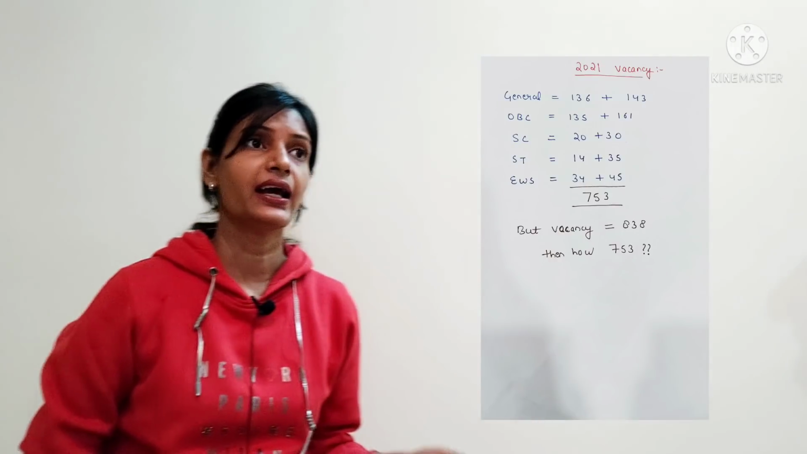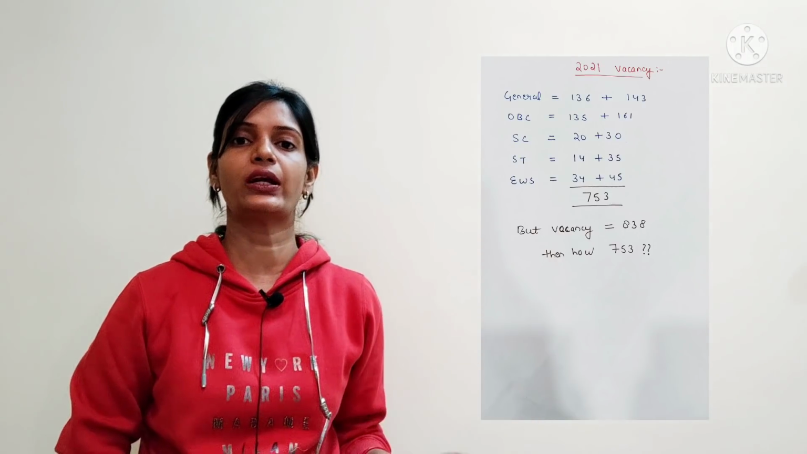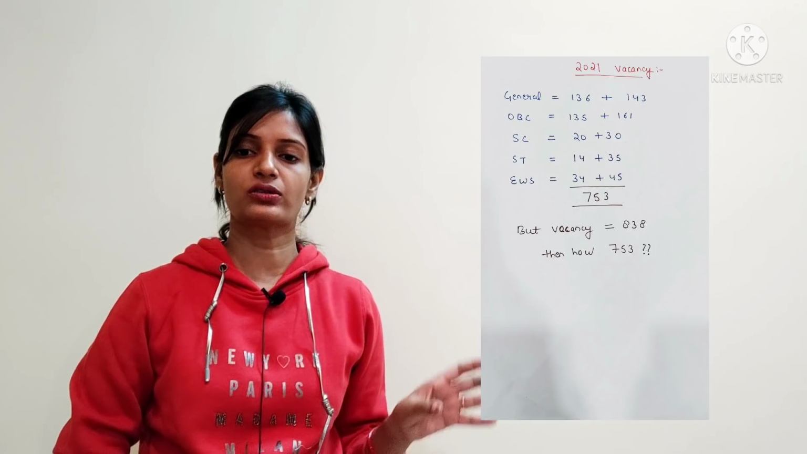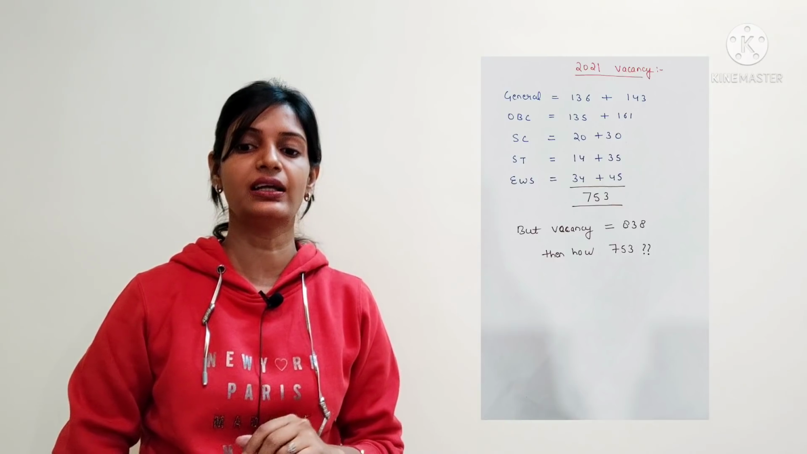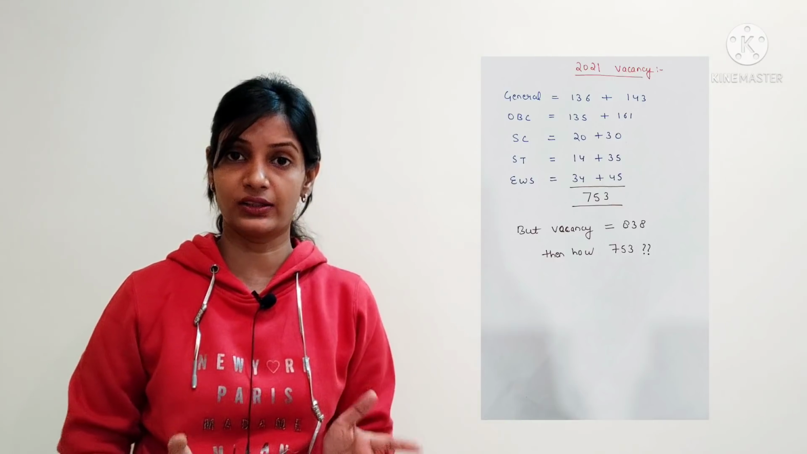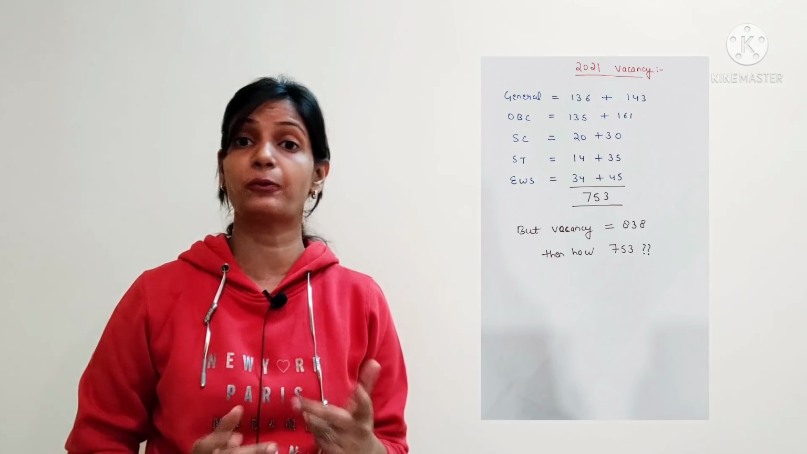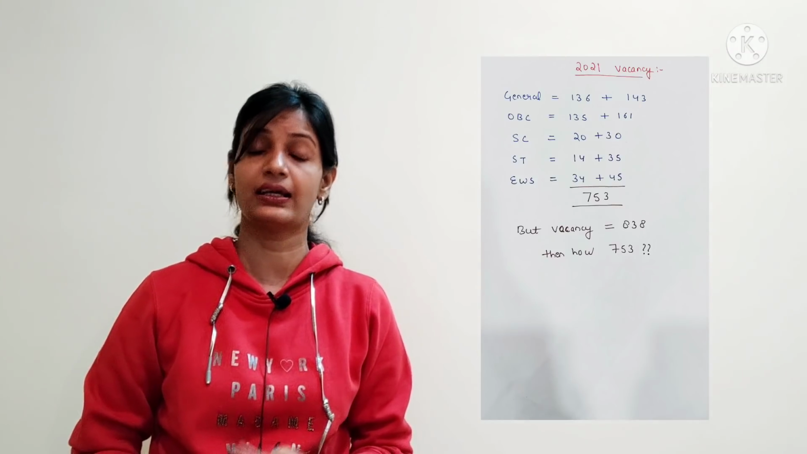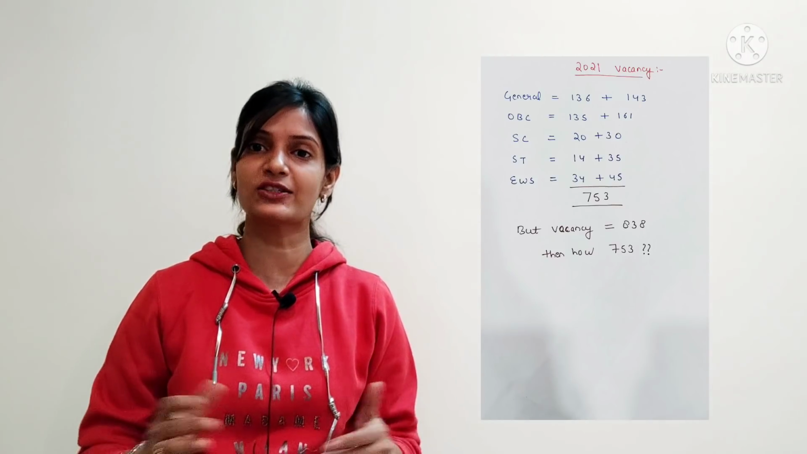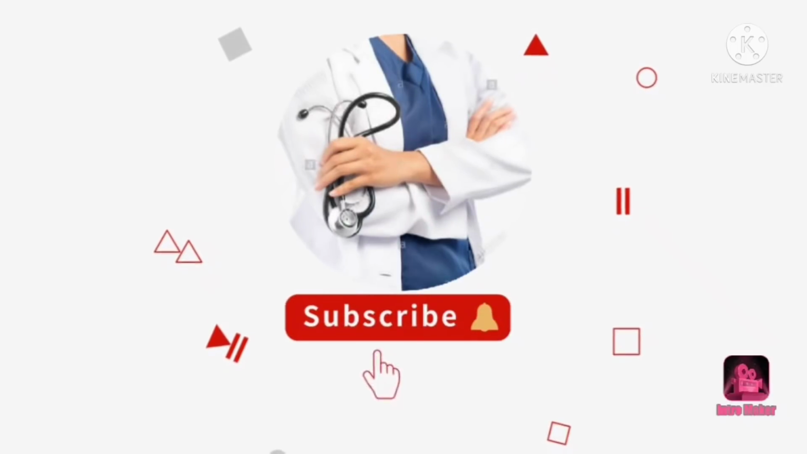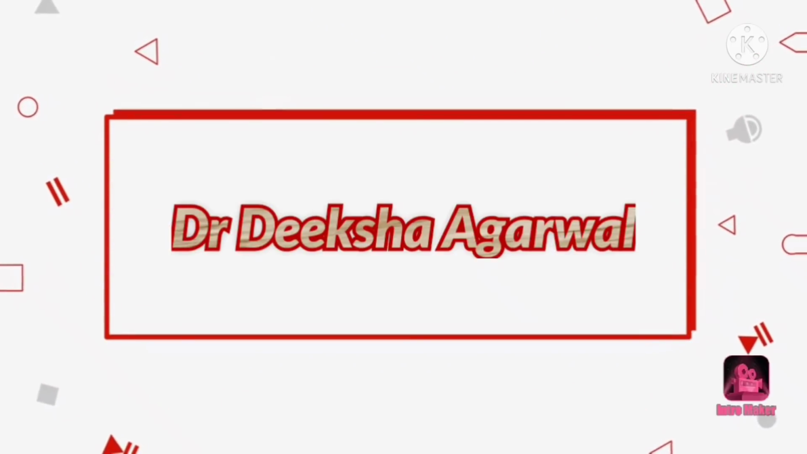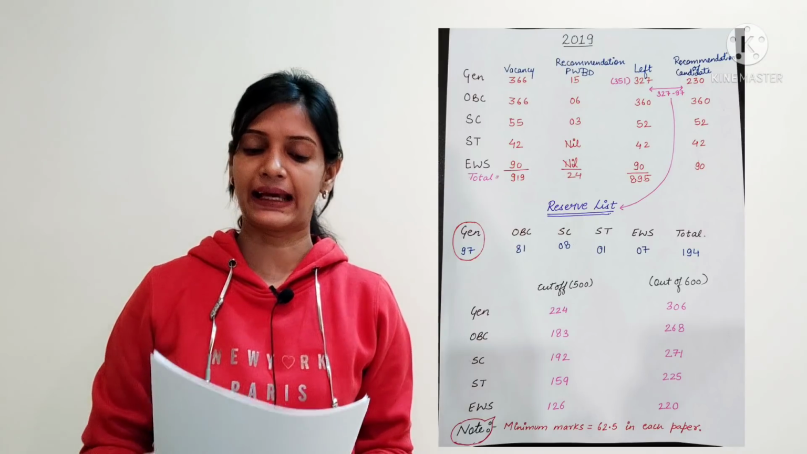So let's proceed further. As you can see on the screen, I have shared some data here. On the screen I have shown the 2021 vacancy, general 136 plus 143. So overall when you calculate, it is going to come around 753, but the vacancy is 838. Then why 753? So let's solve this mystery. Okay, so let's start with the 2019 data.